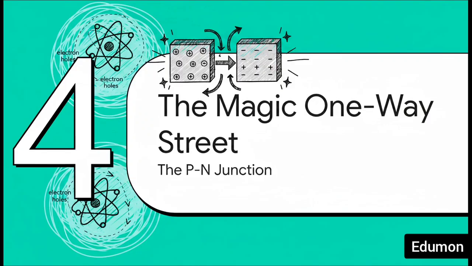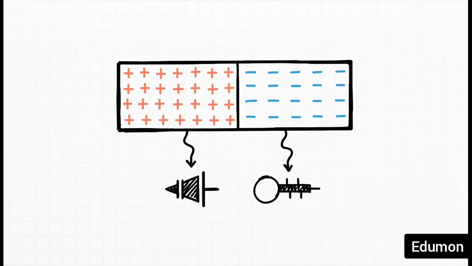Okay, so now we've got our two custom-made materials. One that's missing electrons, and one that has extras. So what happens if we just stick them together? Well, this is where the real magic starts. When we join them, we create something called a p-n junction.